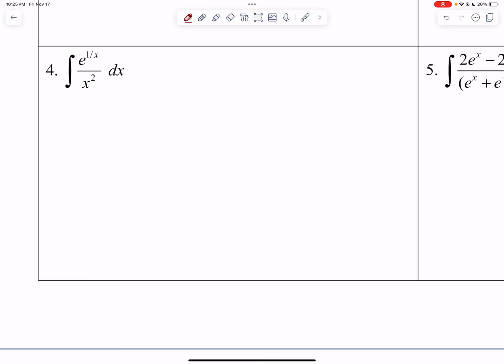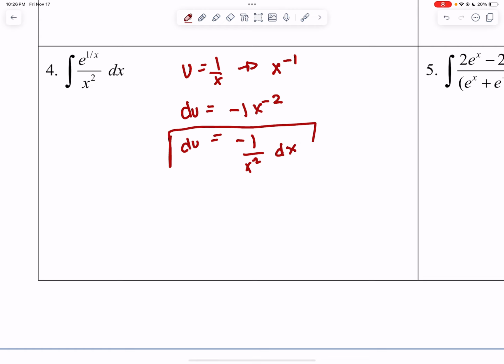So your something is going to be 1 over x. So u is equal to 1 over x, which means that du, and remember that this is the same thing as x to the negative 1, du is going to be negative 1 x to the negative 2, which is negative 1 over x squared dx. All right, so that is du, and u is 1 over x.